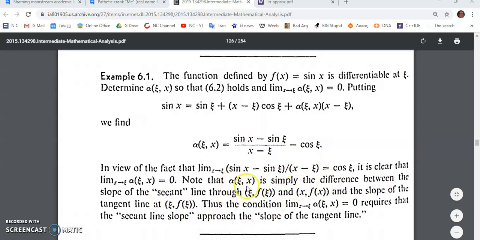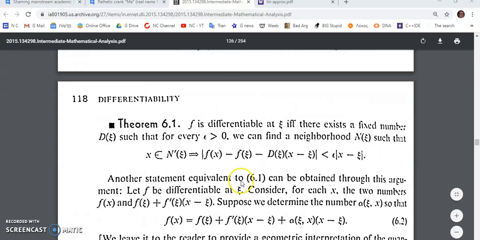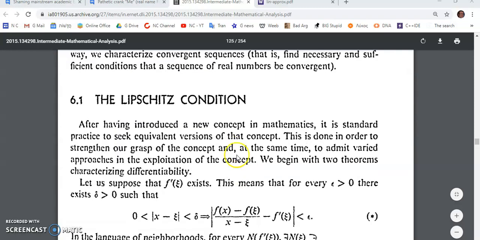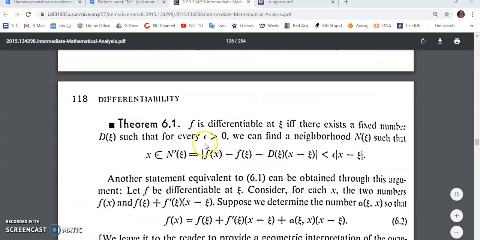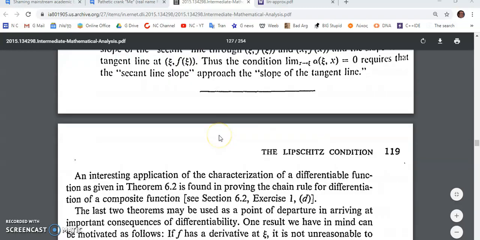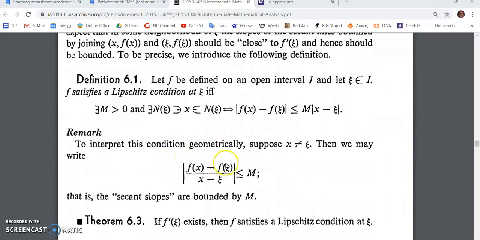And of course, what really gave them hope is that Labar mentioned that this here is simply the difference between the slope of the secant line and that of the tangent line. That is true, by the way, and that is also part of my theorem, but it's not at all in the same context as the bullshit you will see in this file by Labar and how he arrives at the Lipschitz condition. And this is really the condition.